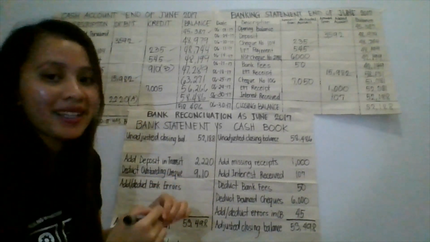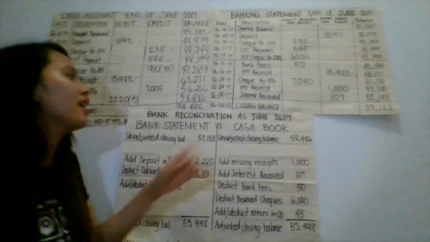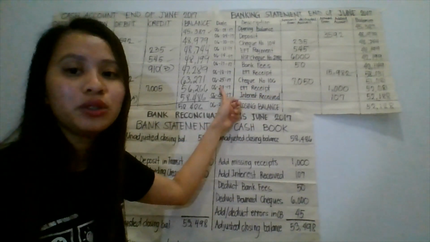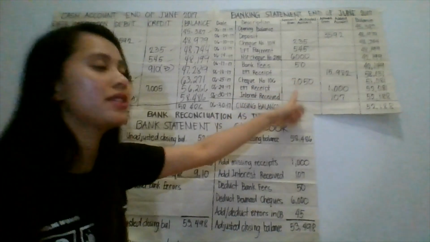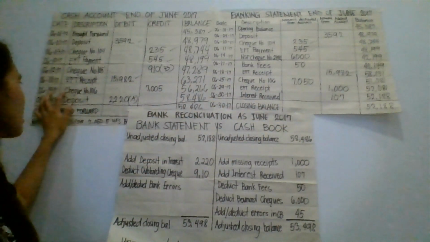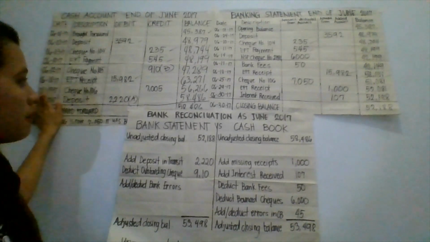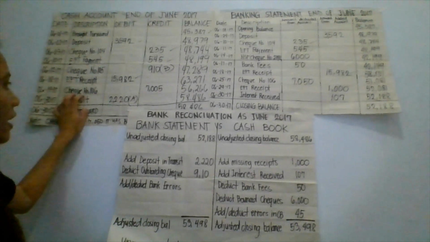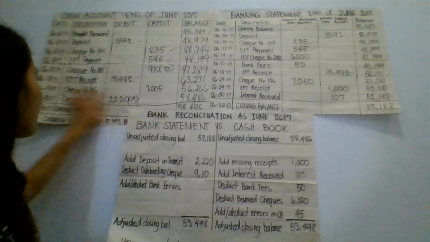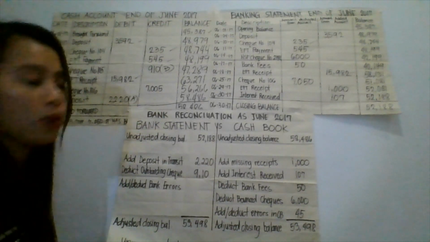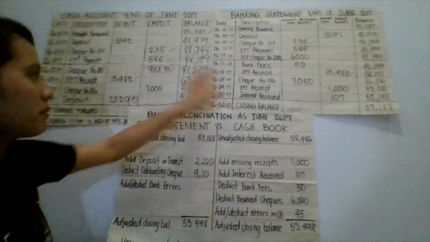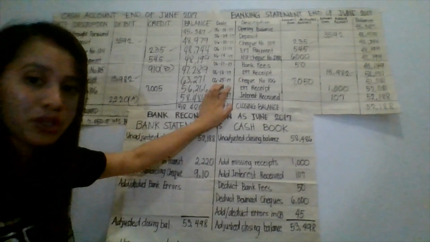And let's go back now to the error that has been made. We have the check number 106 dated June 25, 2017. We have the 7,050. But in here, we have the same transaction, the same check number 106, but the value is different and the date is different as well. We have here June 19, 2017, but here we have June 25, 2017.